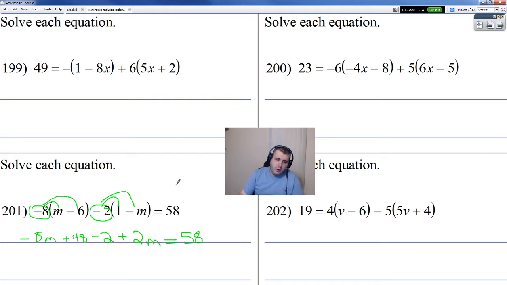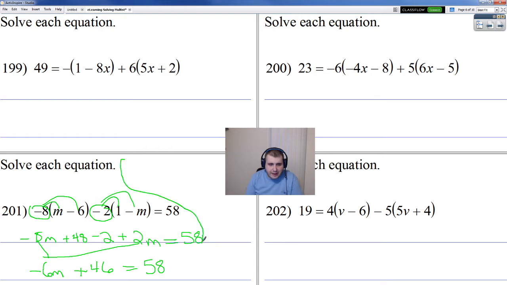Now, here we've got two different sets of like terms. So we're just going to combine the m's and we're going to combine the numbers. So the m's, we got a -8 and a +2. -8 and a +2, that makes -6m. 48 minus 2, that'll be a +46. Equals 58.